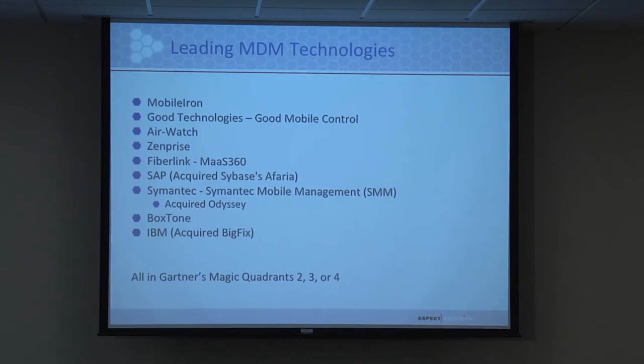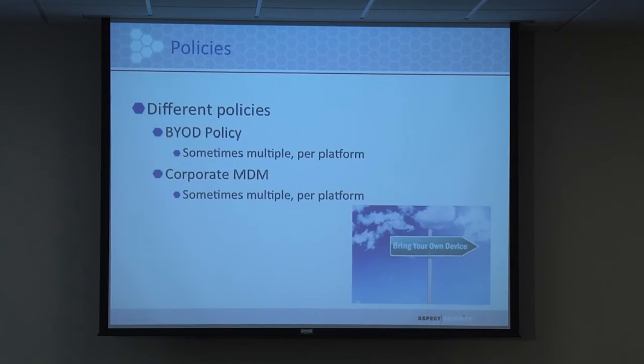So leading MDM technologies, there's tons of them. This is not even a small amount of what's available. I'd say these three are the ones that I look at most often: AirWatch, MobileIron, and Good. And that's just my client base. But what I'm seeing is there's different policies. BYOD has a policy, multiple per platform. So maybe I'm running Good on iOS and MobileIron on Android, or vice versa. And I'm not sure why I'm seeing that, but it seems to be a trend.